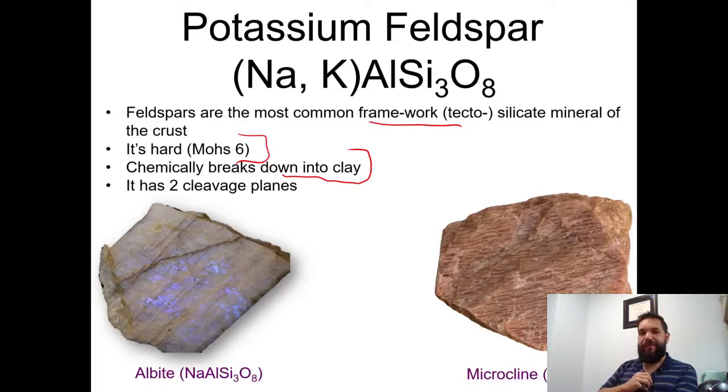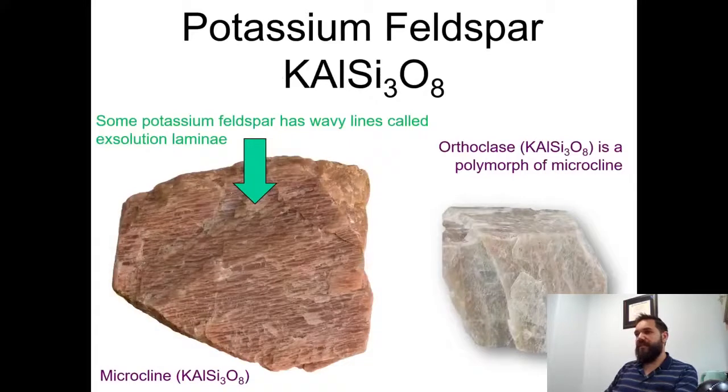Even though I don't have a question about that, I would suggest writing that down in your notes or somewhere in your packet, to remind yourself, because it becomes very important as we go on in the class. It has 2 cleavage planes, like I've mentioned before. Albite and microcline are 2 types of potassium feldspar. Some potassium feldspar has these kind of wavy lines. That's called exsolution lamellae, and that's how you'll identify potassium feldspar.